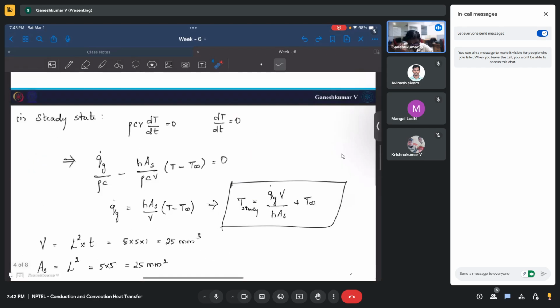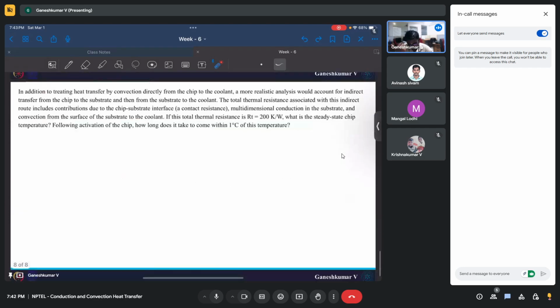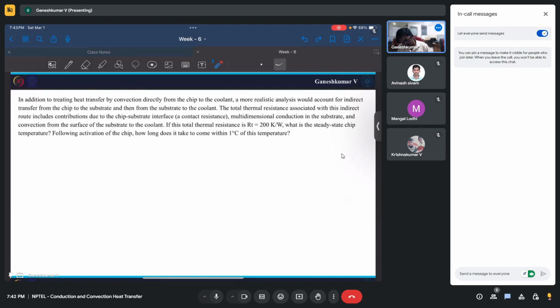Okay, so that is basically your second question that I have here. I'm asking, in addition to treating heat transfer by convection directly from the chip to the coolant, a more realistic analysis would account for indirect transfer from chip to substrate, right? So whatever we did till now is not realistic because we neglected the heat transfer from the chip to substrate. Now, the realistic analysis would include that heat conduction also.